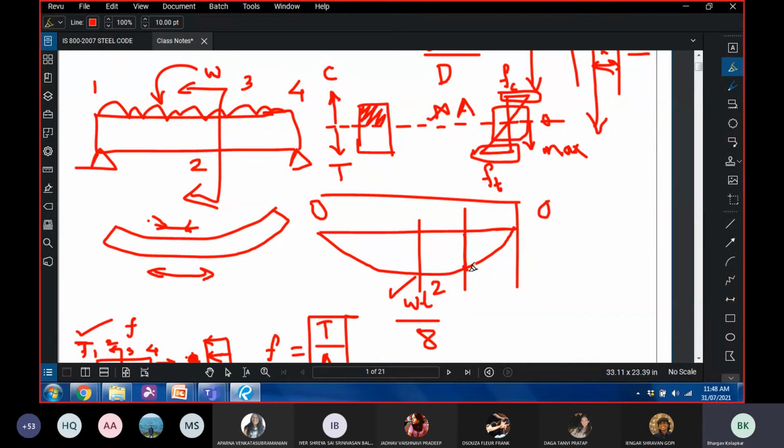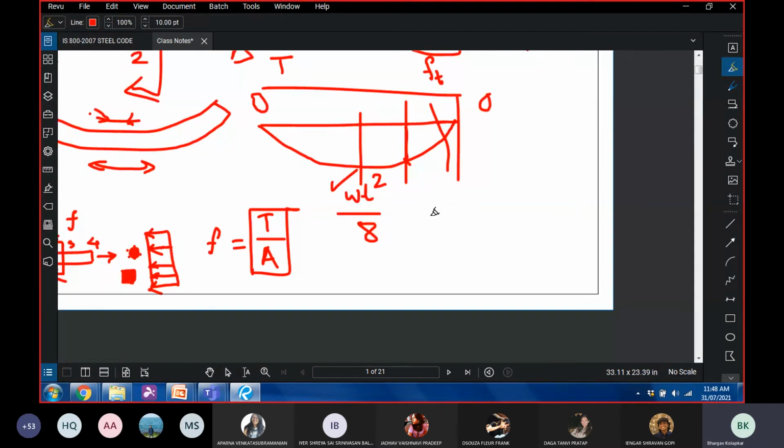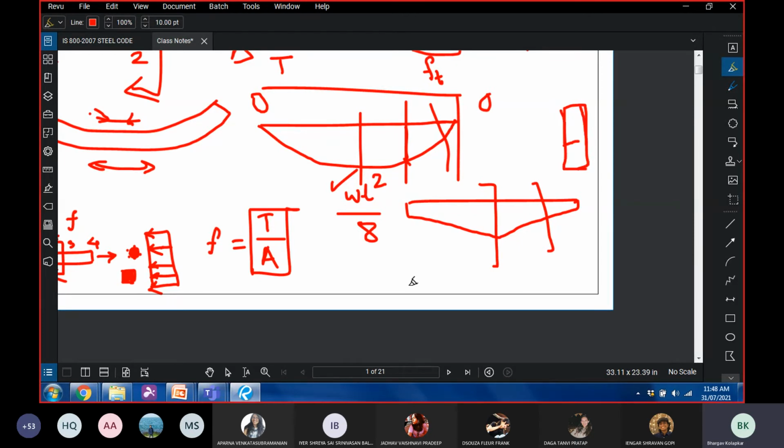The value here might be different, say wL square by 12. The value here might be different, say wL square by 24. Here it is 0. So does it mean that I will give different sections along the length of the beam? Meaning that, will my beam physically look something like this? And if I draw a cross section here, it is a rectangle. But then if I draw a cross section here, it is something like this. So will I have tapered sections?